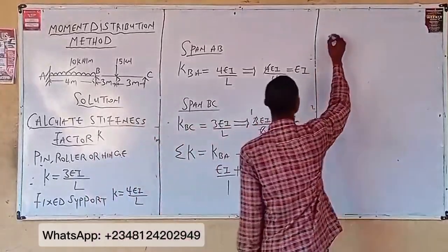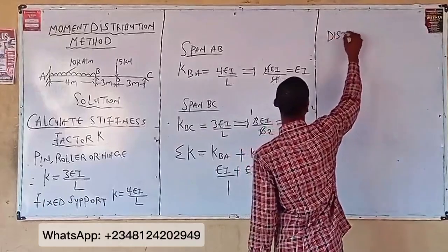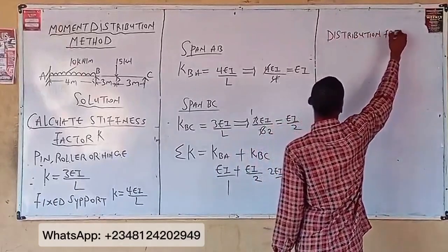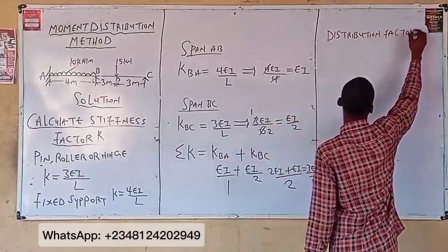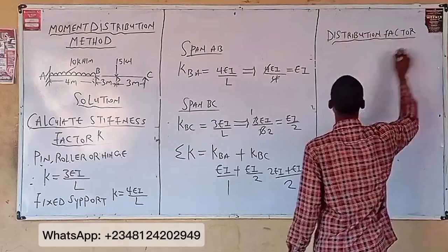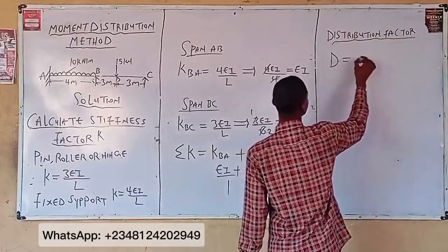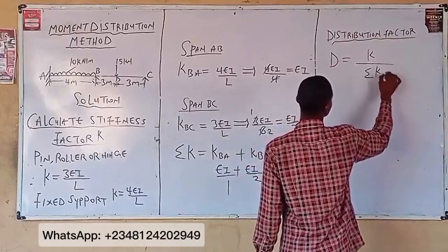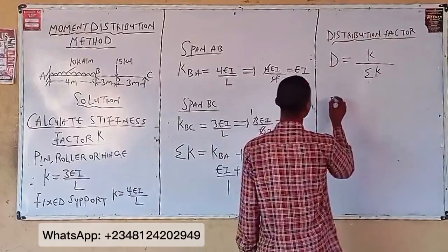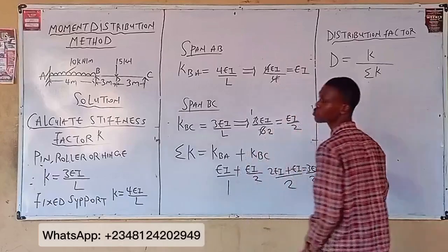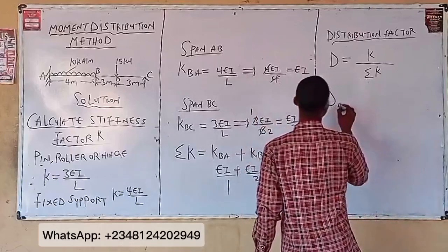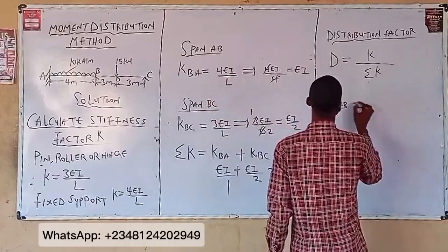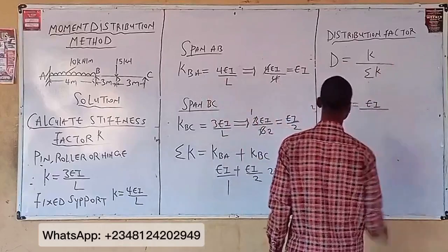Now let's calculate the distribution factor at each span. This is the formula: distribution factor D is equal to stiffness factor K divided by the summation of stiffness factor. Now let's solve the distribution factor for span AB. Identify your stiffness factor for span AB. EI. What is the summation of stiffness factor?